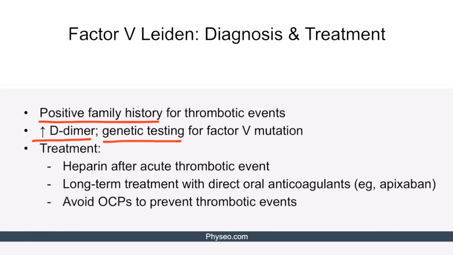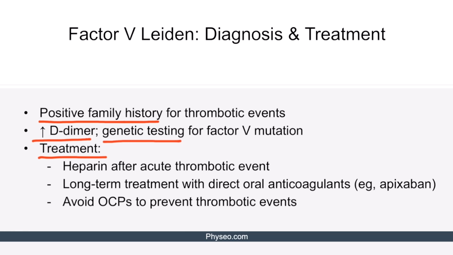Diagnosis of factor V Leiden is based on positive family history for thrombotic events. Additionally, increased D-dimer and genetic testing for factor V mutation are used to diagnose factor V Leiden. Treatment for factor V Leiden is heparin after acute thrombotic event. These patients should receive long-term treatment with direct oral anticoagulants. Additionally, oral contraceptive pills should be avoided in these patients to prevent thrombotic events.